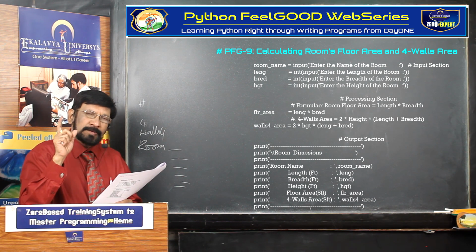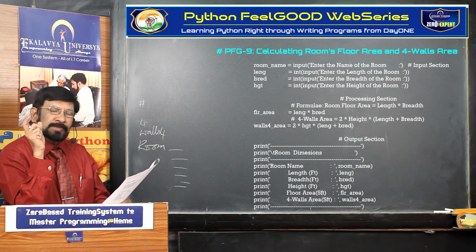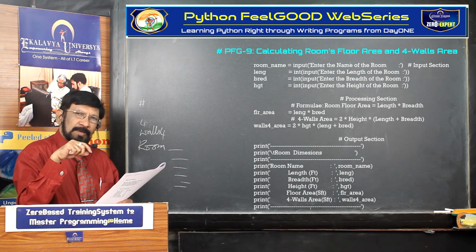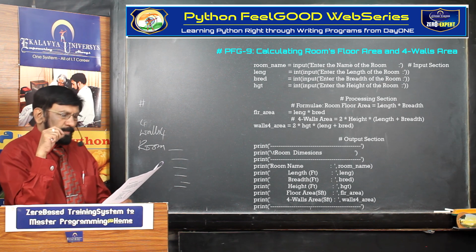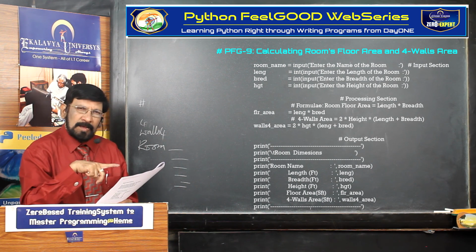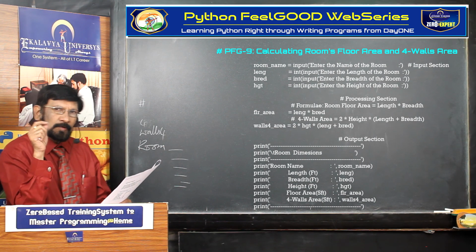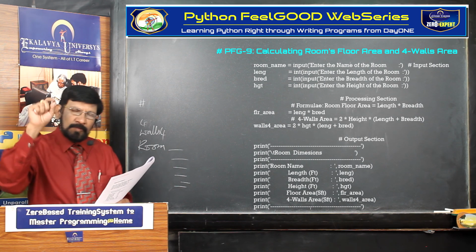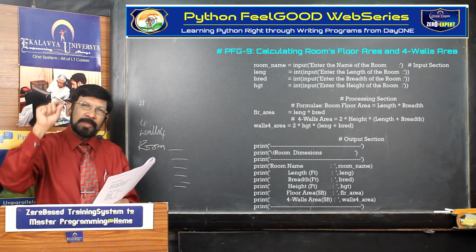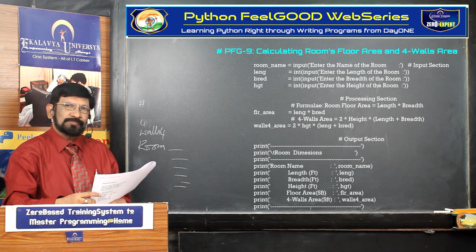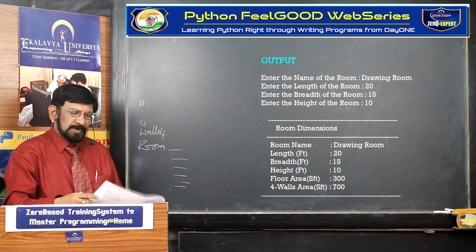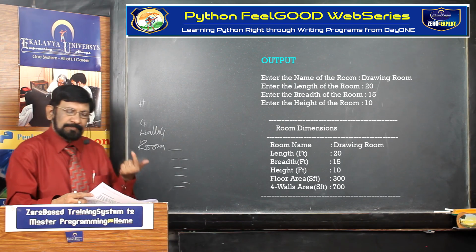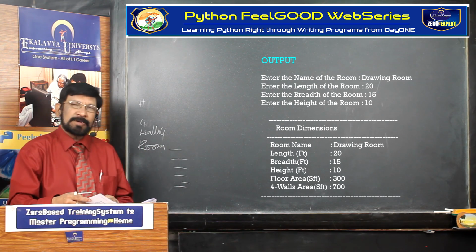Don't forget to write units. Length, breadth and height are in feet; floor area and 4 walls area are in square feet, SFT. Whenever you are writing variable names, strictly follow the spelling as well as the case. So now we have written 4 sections. Hereafter I tell you the 4 sections: documentation section, input section, process section and output section.